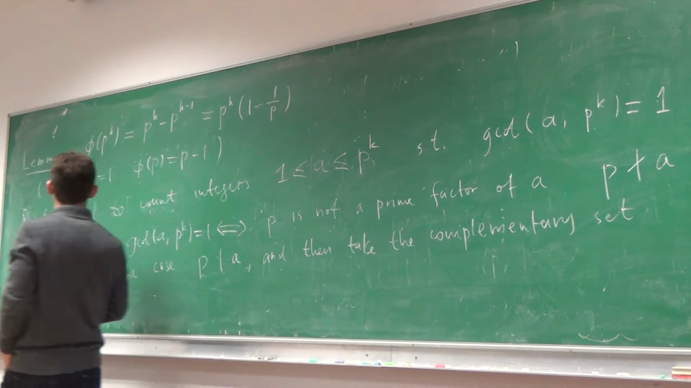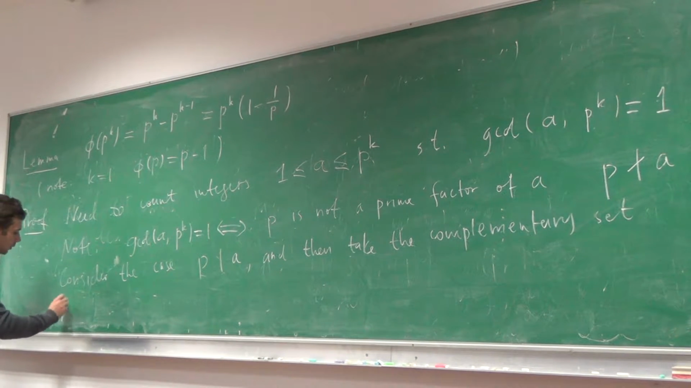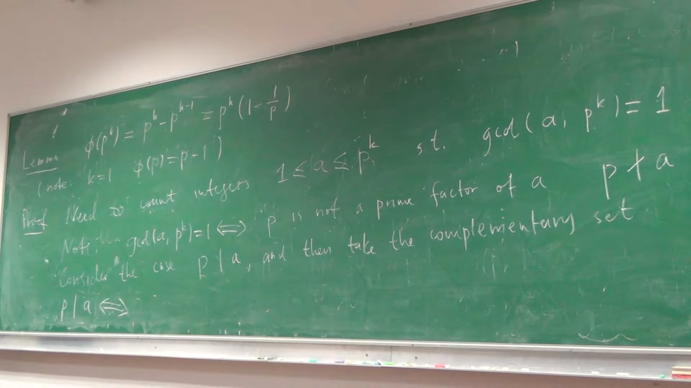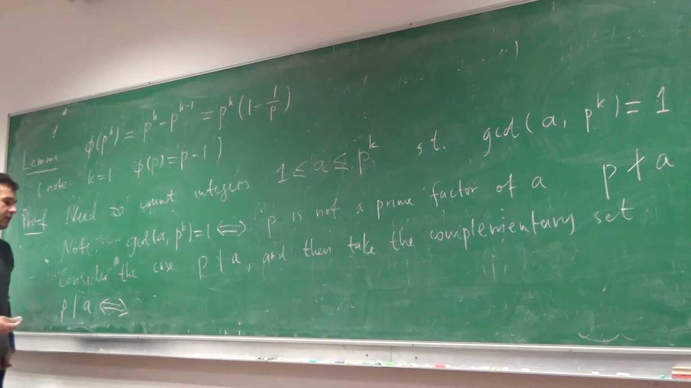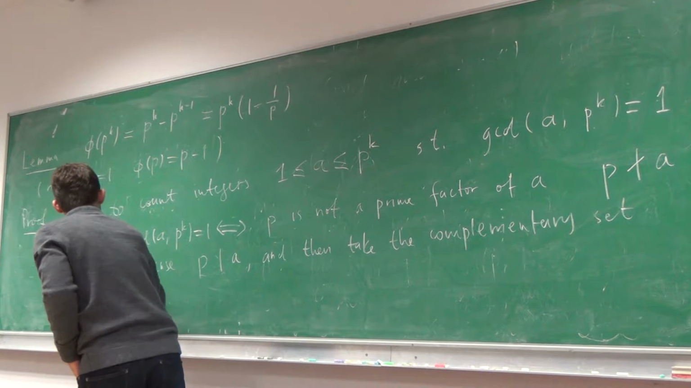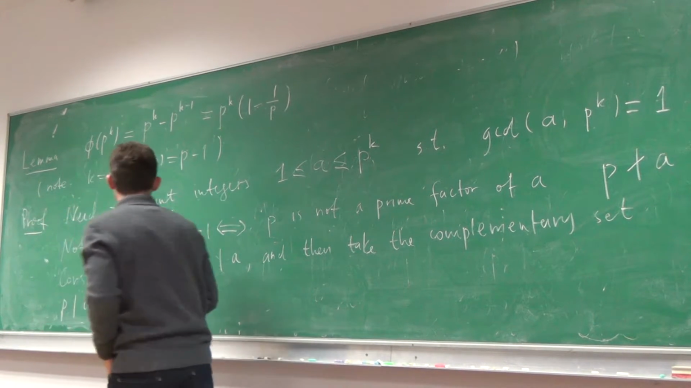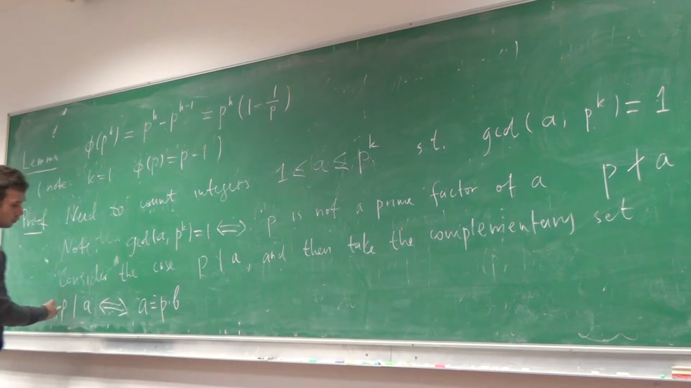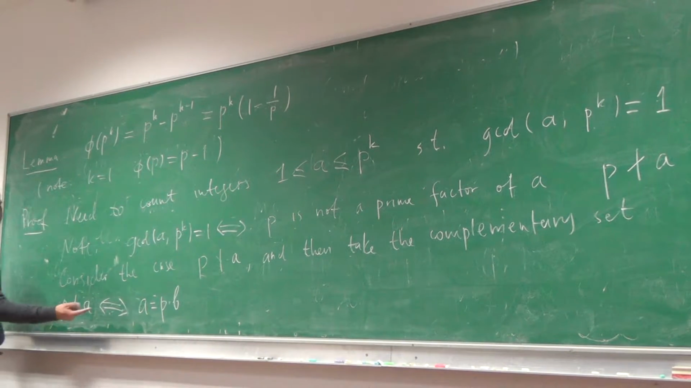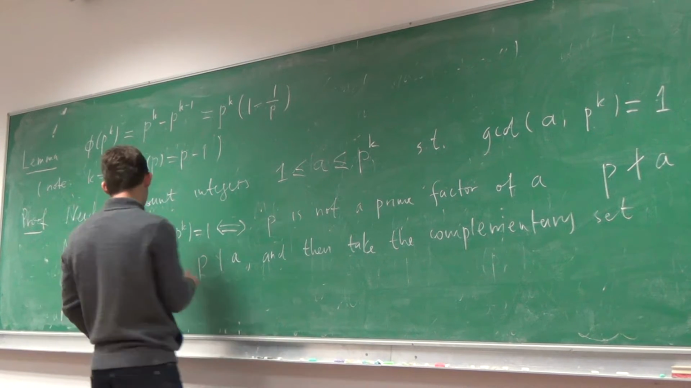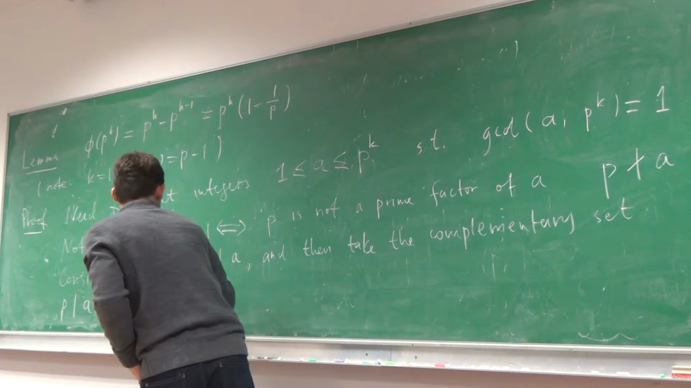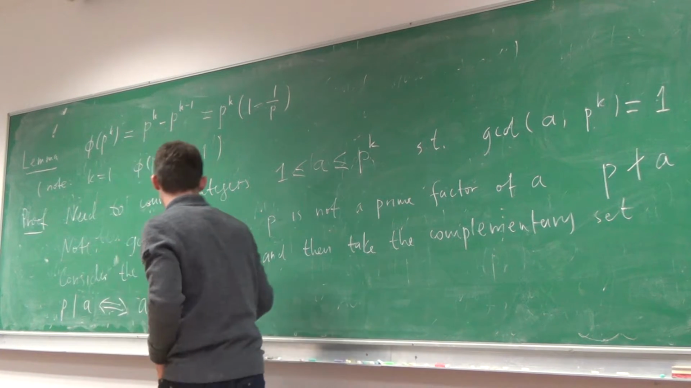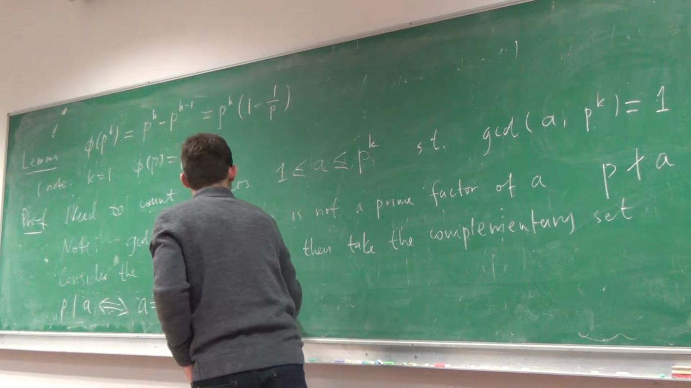Okay, so let's do this. Now we need to make some observations again. So P divides A. It means that A is P times B. That's the definition of what it means for an integer to divide an integer, where B is a positive integer. These were positive integers, so P is also a positive integer.